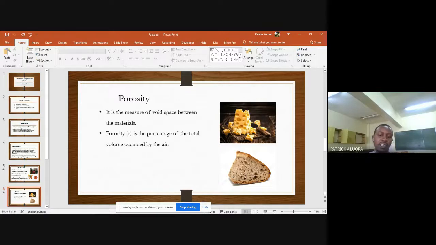A bread has air cells within it. So the more the number of air cells, the more porous a material is. Likewise to the cheese. In the previous slide, you saw photos of a bell pepper. A bell pepper has a void space within it. So we can also say a bell pepper is porous in nature. So the more the number of air cells, or the more there's a void space in a food material, we can say it is porous in nature.